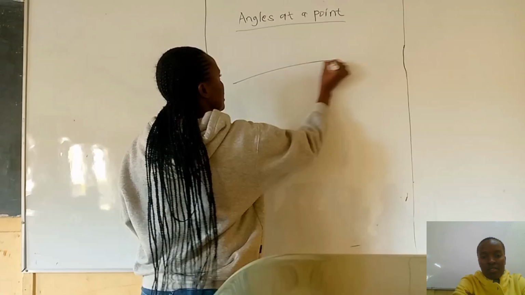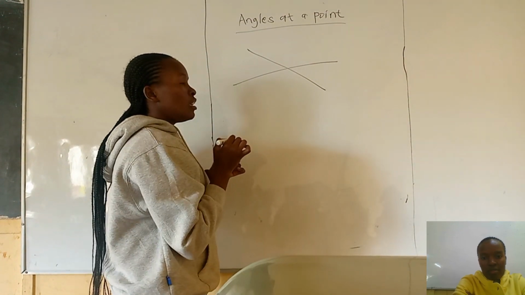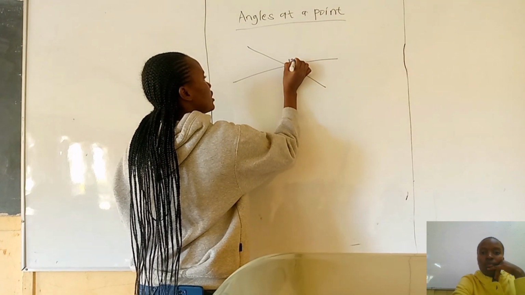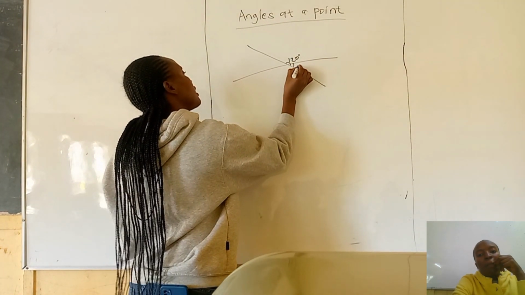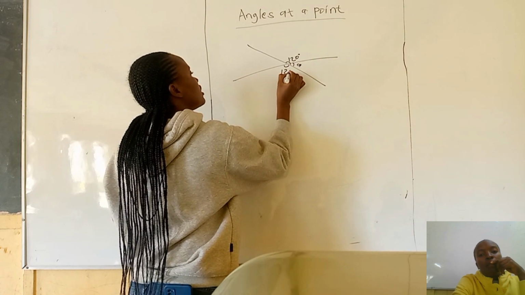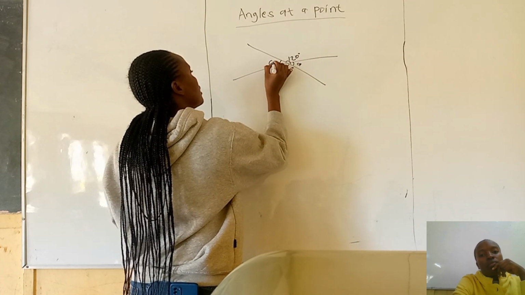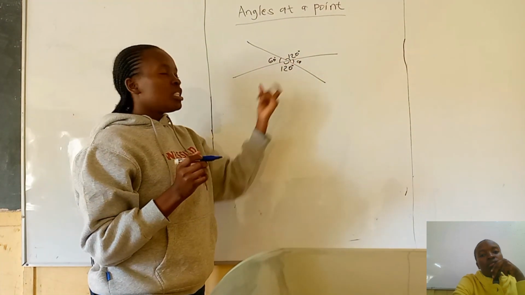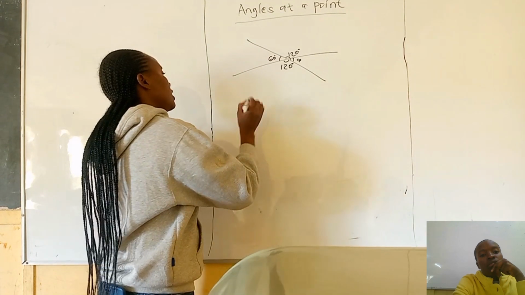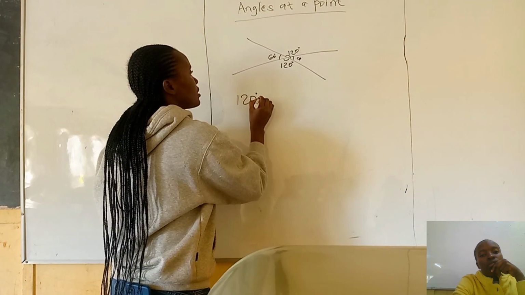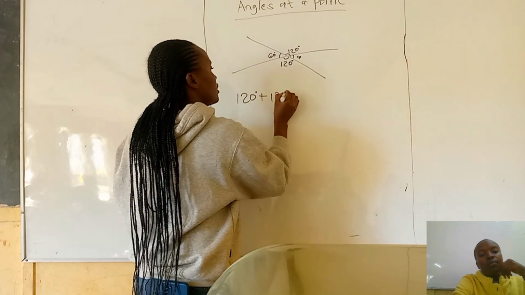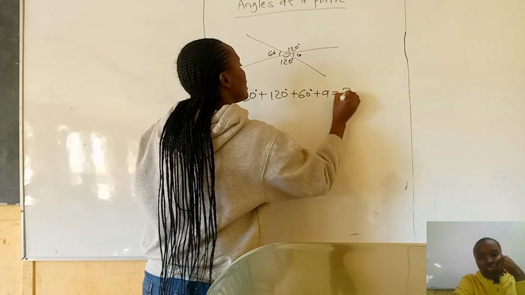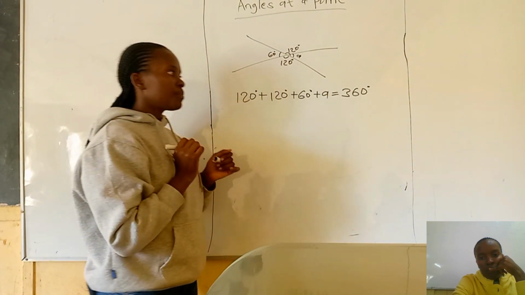When we have two intersecting straight lines, it will form angles at a point. Now let's assume that here is 120 degrees. Here is A, here is 120 degrees, and here is 60 degrees. But now we don't know angle A. But we know that angles at a point add up to 360. Meaning we have 120 degrees plus 120 degrees plus 60 degrees plus A, which we don't know, is equal to 360 degrees.